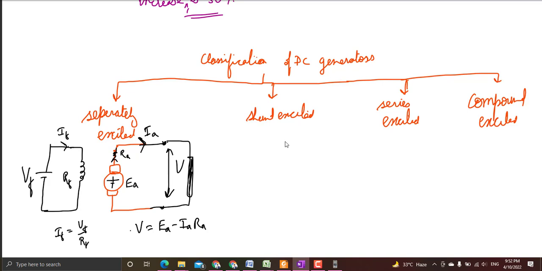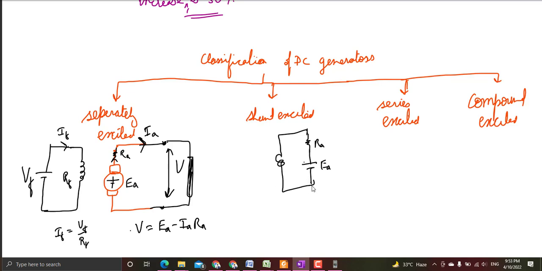In shunt excited, what happens? The armature is there. Armature is producing the generated EMF EA. This is the armature resistance RA. The field winding is connected in parallel with the armature.